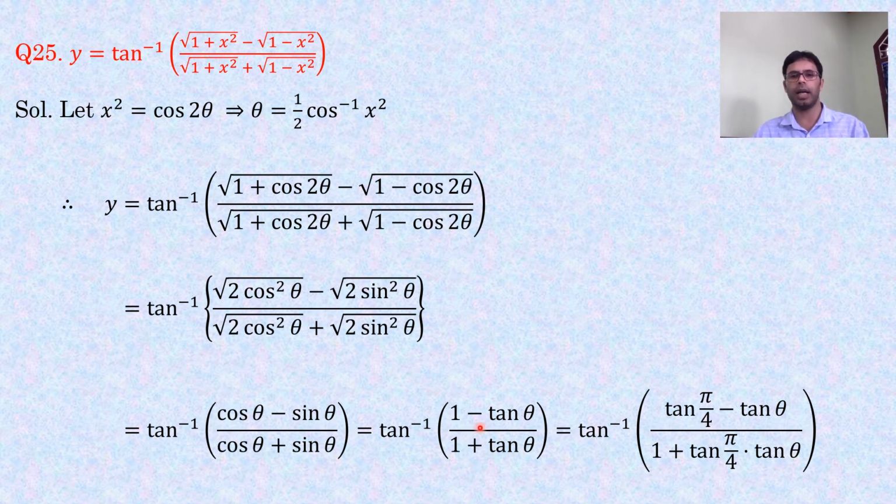So as done earlier, this 1 is equal to tan pi by 4, and here you can consider 1 into tan theta, so that 1 is equal to tan pi by 4 again. So the inner part is now in tan a minus b format, that is tan of pi by 4 minus theta. So tan inverse of tan of pi by 4 minus theta will be there. Then this tan inverse and tan will eliminate each other. So y is equal to pi by 4 minus theta.